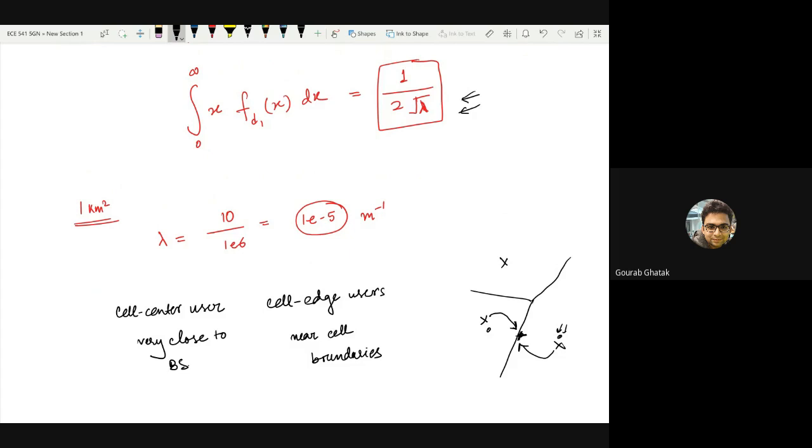Okay, any questions about this particular example? Yes, no, no?